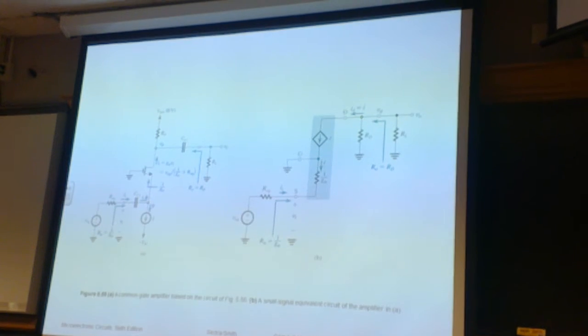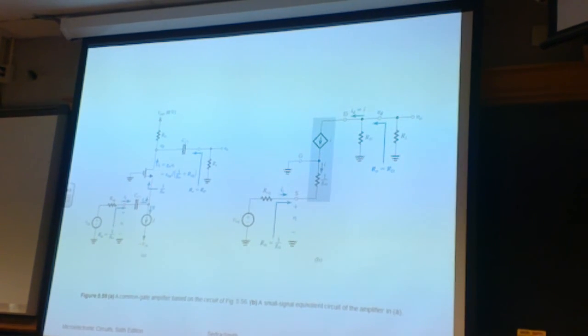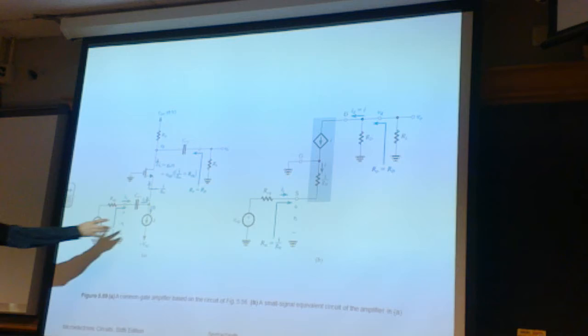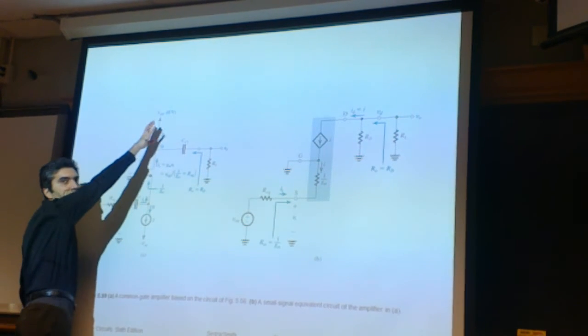Because when you do AC, anything DC is gone. When you're doing AC analysis, you're only dealing with change: changing the voltage, changing the current. So everything that doesn't change is gone. Like this current source, it's not changing, right? So it's gone. The power supply voltage is not changing either, so it's gone.